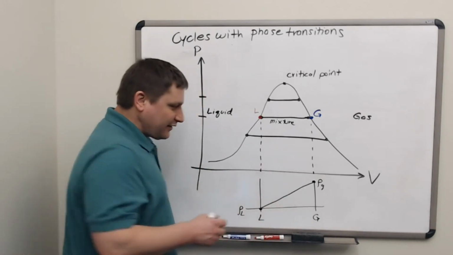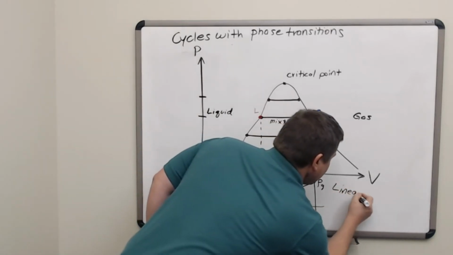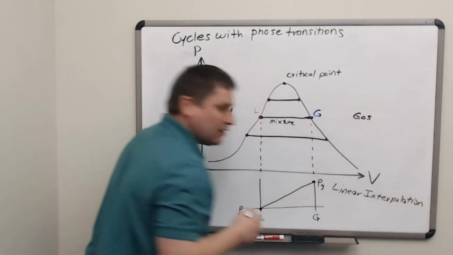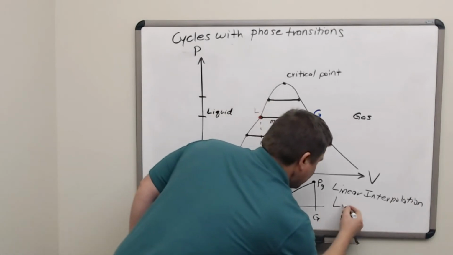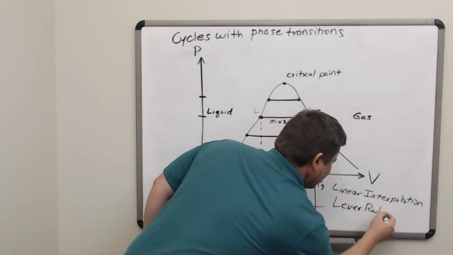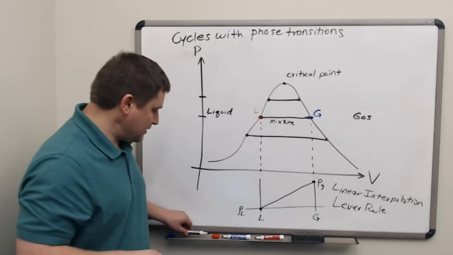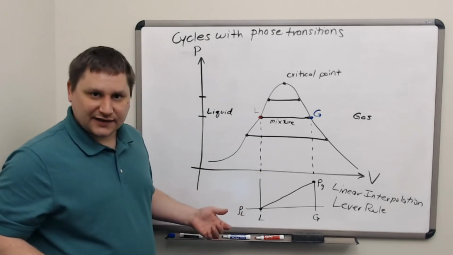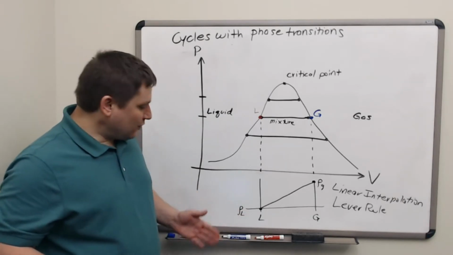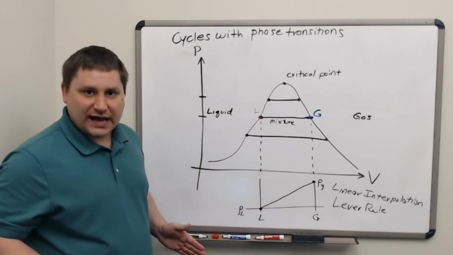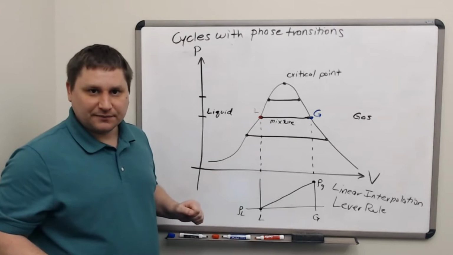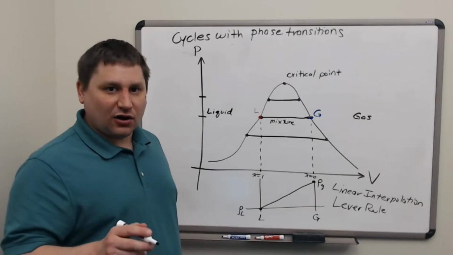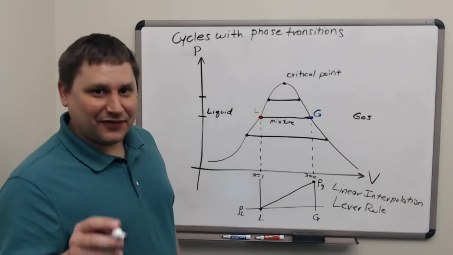This is called a linear interpolation, or it's also called the lever rule. Any other properties such as molar volume, internal energy density, entropy per mole would vary in exactly the same linear way throughout the mixture region. The way we can apply the lever rule quantitatively is by defining a quantity called the quality of the mixture.